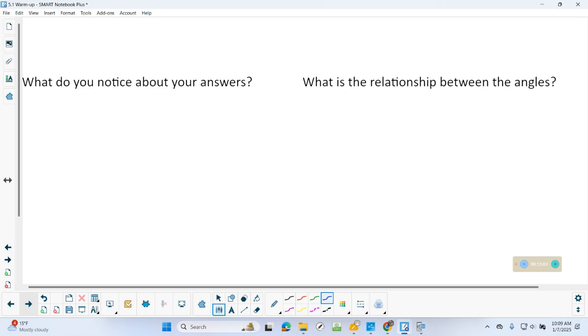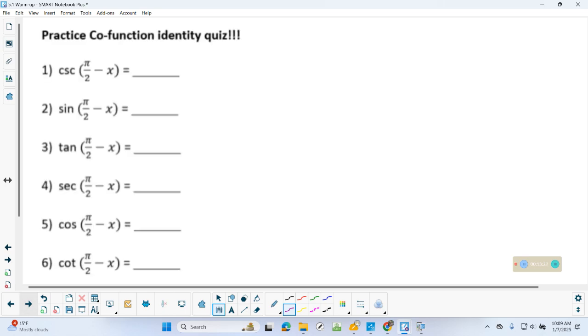So let's fill in this. What do you notice about the answers? They're the same. I'm not going to get carried away here. Write a paragraph. I say, what's the relationship between the angles? You just told me they're complements. Okay, that's exciting. So when you do the identities, now I put the radian form in. It could say pi over 2 instead of 90.